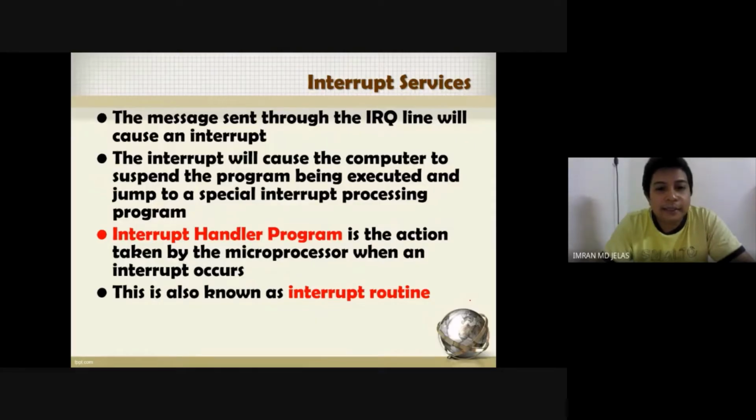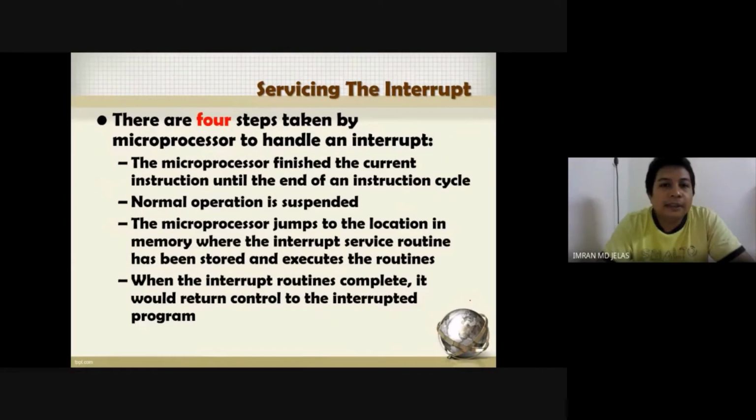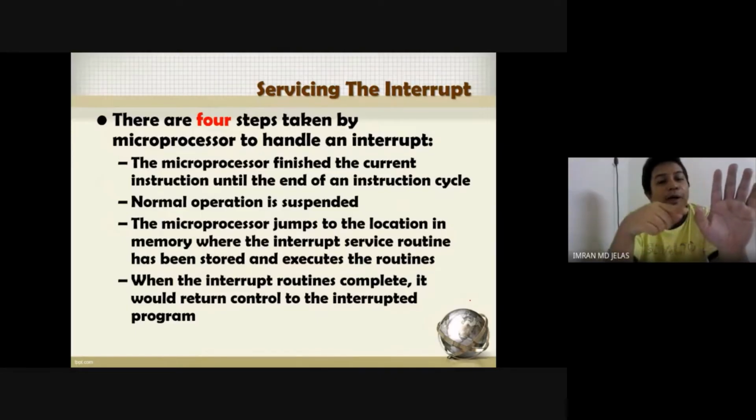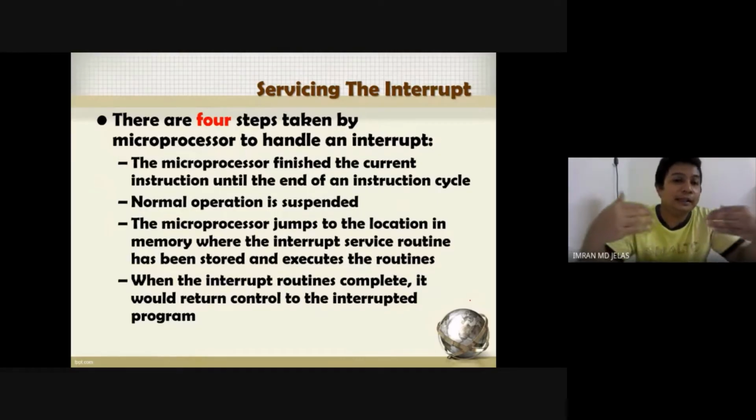The interrupt handler program is the action taken by the microprocessor when an interrupt occurs. This is also known as the interrupt routine. Servicing the interrupt: there are four steps taken by the microprocessor to handle an interrupt. First, the microprocessor finishes the current instruction until the end of the instruction cycle. That means you cannot stop the process while it's fetching, decoding, or executing. It must complete until the data is stored again. Then only will the CPU start the interrupt process.